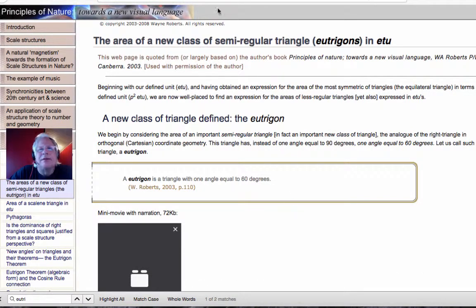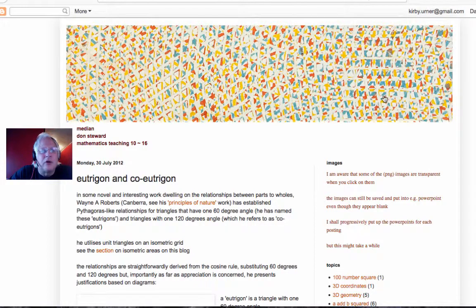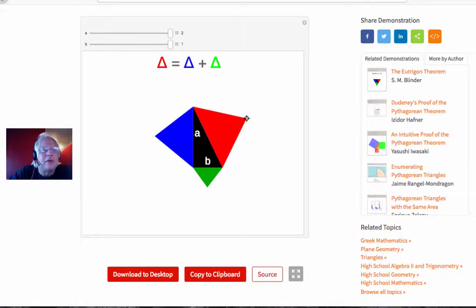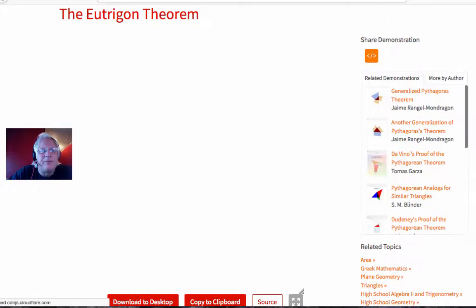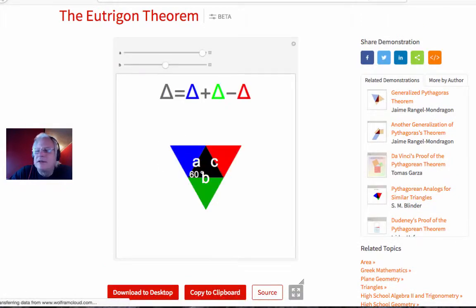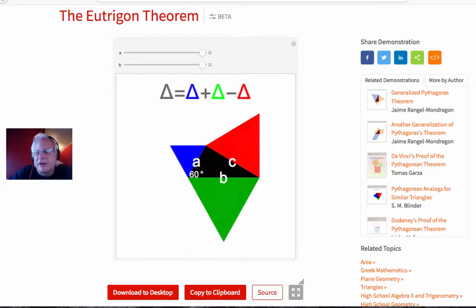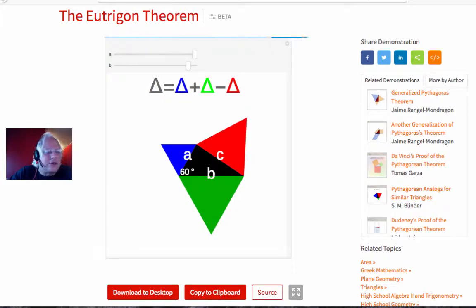So I haven't been looking at the Eutrigon Theorem, as it's called, right? So once you start realizing this guy coined the term Eutrigon, you can just go into Google, and all of a sudden you've got all these websites popping up, including some animations and so on, that tell you about the Eutrigon Theorem, which is a distinct entry in this book by Wayne Roberts. Like, he does prove this, and he coins the term.